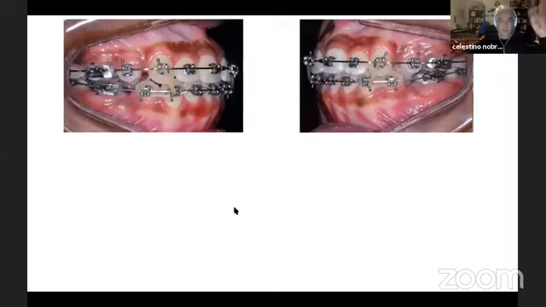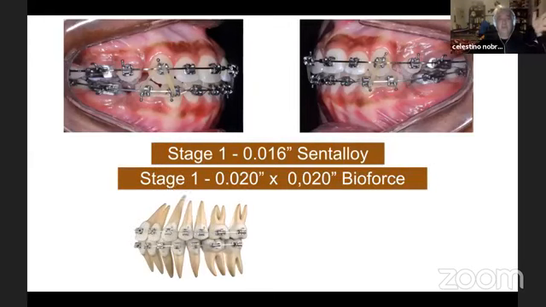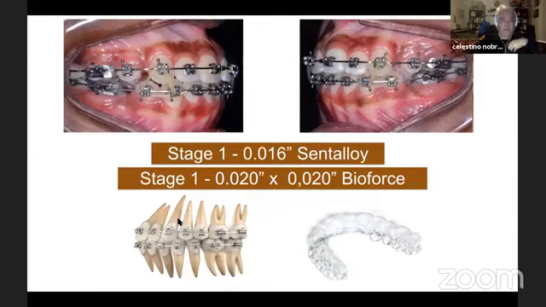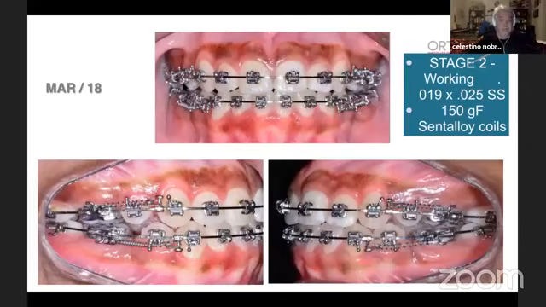So maybe from now on, we could finish the case with brackets or maybe under aligners, you know. But for me, I'm not very well trained yet. For me, it's very, very hard to close spaces with aligners. But we have other situations that I'm going to show you. So again, I finished this case with brackets. So take a look at this situation here. This is kind of interesting. So take a look at this. Let me try to do something here.